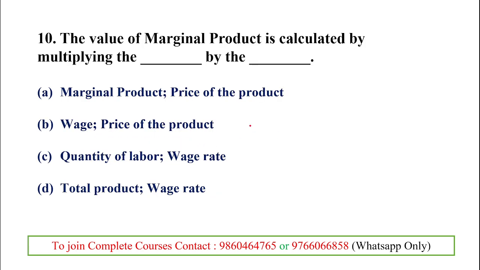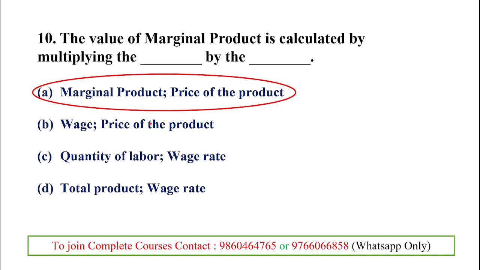Okay, the next question relates to marginal product again. It is calculated by multiplying dash by the dash. So the marginal product is calculated by multiplying which factors: the marginal product and the price of the product, wage and the price of the product, quantity and wage rate, or total product and wage rate. And the answer here is the marginal product with the price of the product.